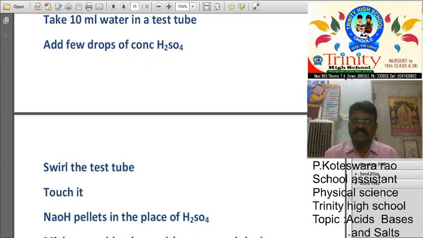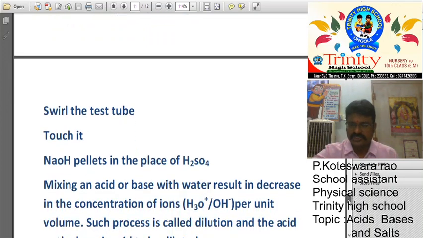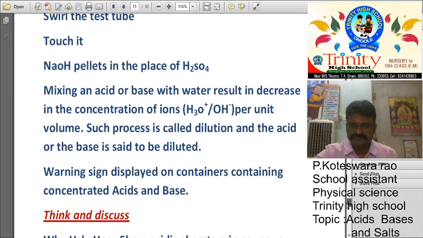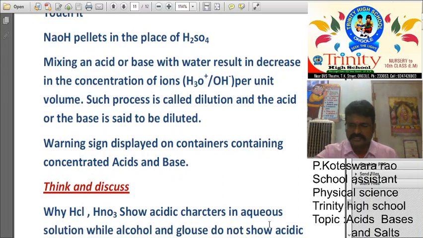Then once again we can touch. How do you feel? It is also an exothermic reaction, so heat may be evolved. So if you add either acid or base to the water, what happened?